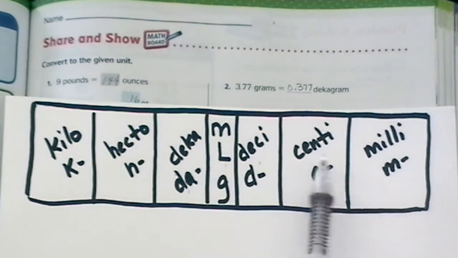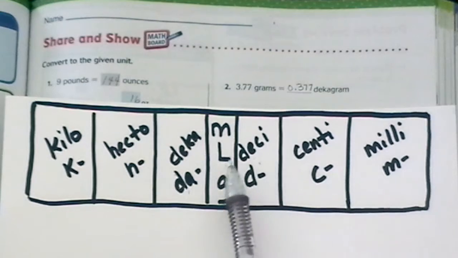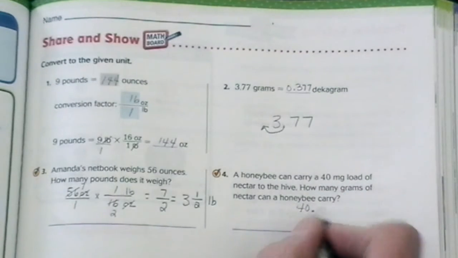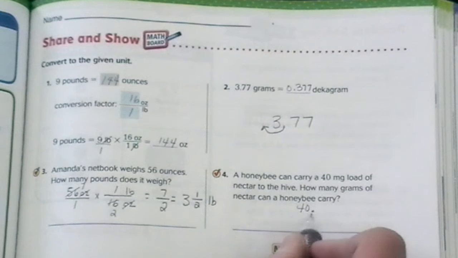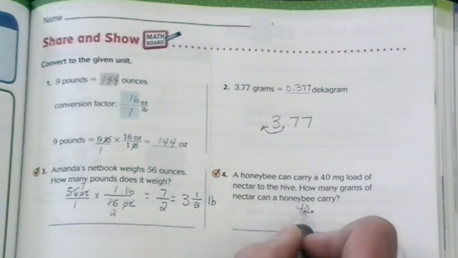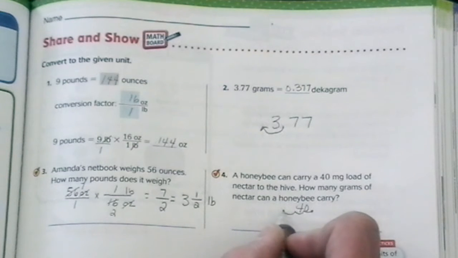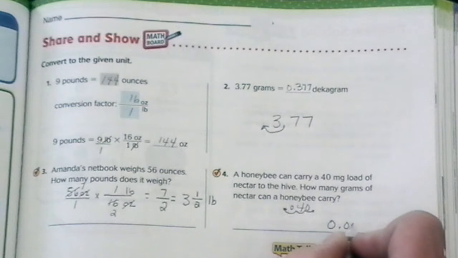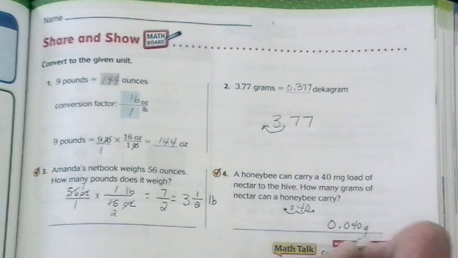So I'm going to go 1, 2, 3 places to the left. So here's 40. There's my decimal point. Remember, for a whole number, your decimal point is all the way on the right. And I'm going to go 3 places left. 1, 2, 3. So my answer is 0 and 40 thousandths grams.